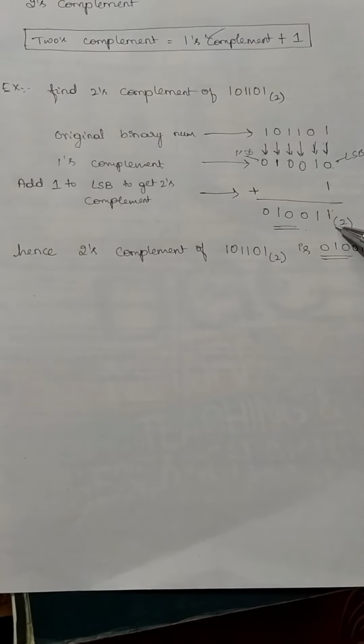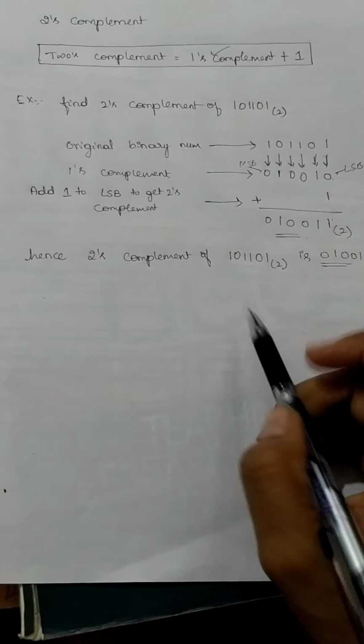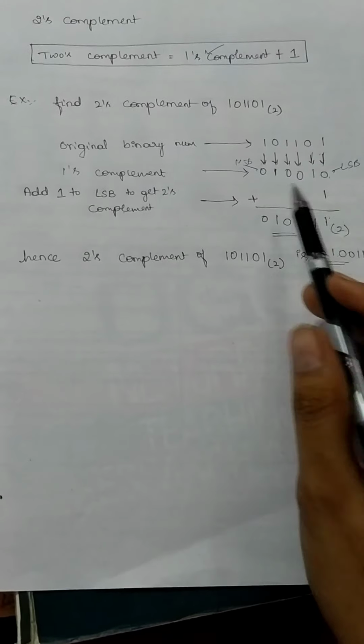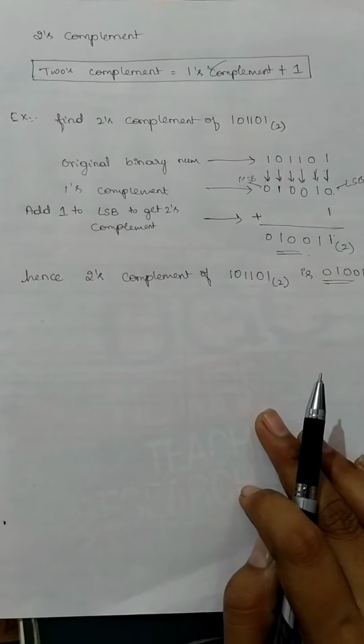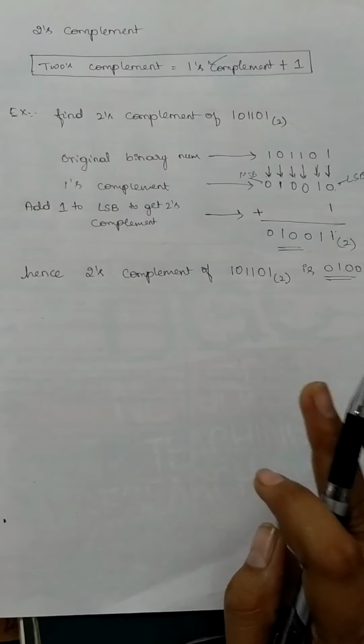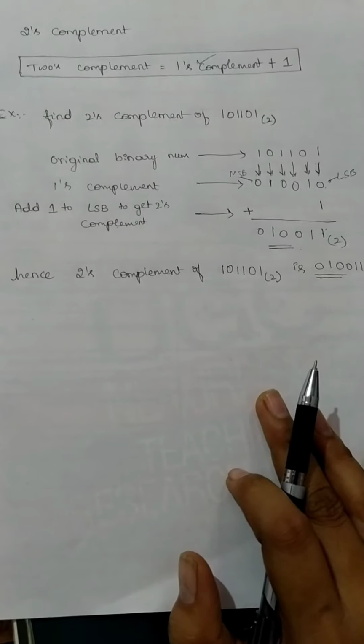Then we are going to get twos complement of the given binary value. So we get the twos complement of the given binary value with the help of ones complement and by adding the 1 to the LSB. So this is regarding representation of signed integer values. Okay, thank you.